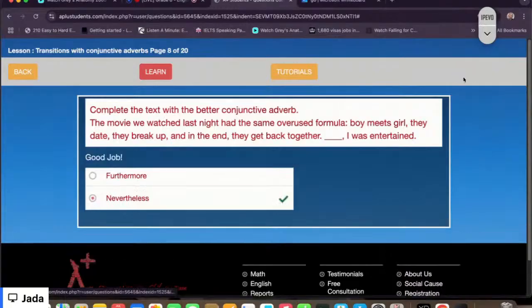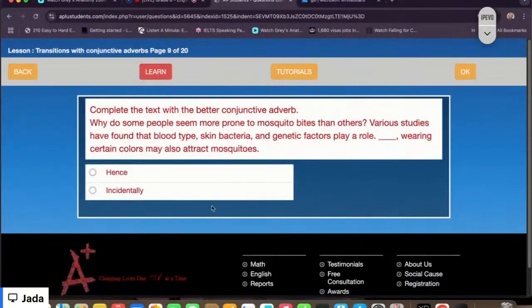Okay, so what do we have over here? Nevertheless. Okay. So, why do some people seem more prone to mosquito bites than others? Various studies have found that body type, skin bacteria, and genetic factors play a role. Dash, wearing certain colors may also attract mosquitoes. Hence, or incidentally.